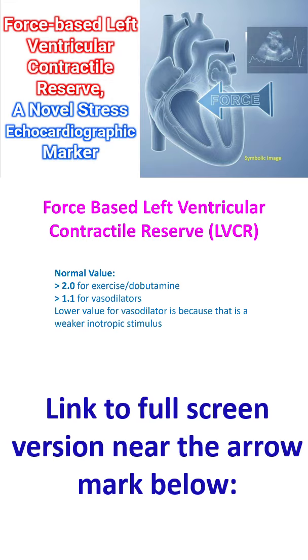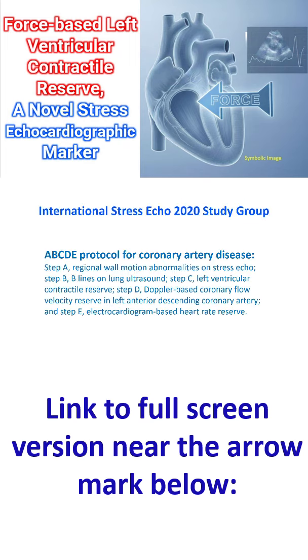Normal value is typically more than 2.0 for exercise or dobutamine stress echocardiography, or more than 1.1 for vasodilators. Lower value for vasodilator is because that is a weaker inotropic stimulus. Vasodilator stress is often used during nuclear myocardial perfusion imaging like SPECT.